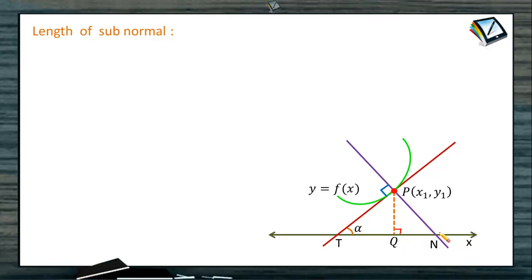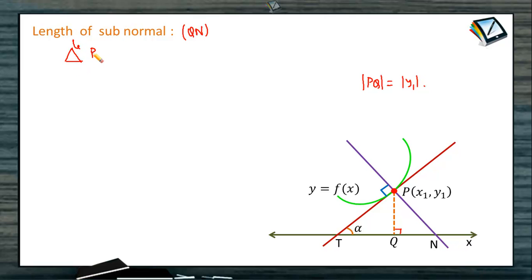Now, from the diagram, what is your subnormal length? Qn is your subnormal length, isn't it? Qn, which is the projection of the normal on the x-axis. So we are supposed to find the length of this segment Qn, wherein what we know is the length PQ is, yes, the y coordinate of the point, because it is the ordinate of the point P, right? Now let's consider this triangle. Here we might need to do some geometrical interpretation, so be careful while doing this.